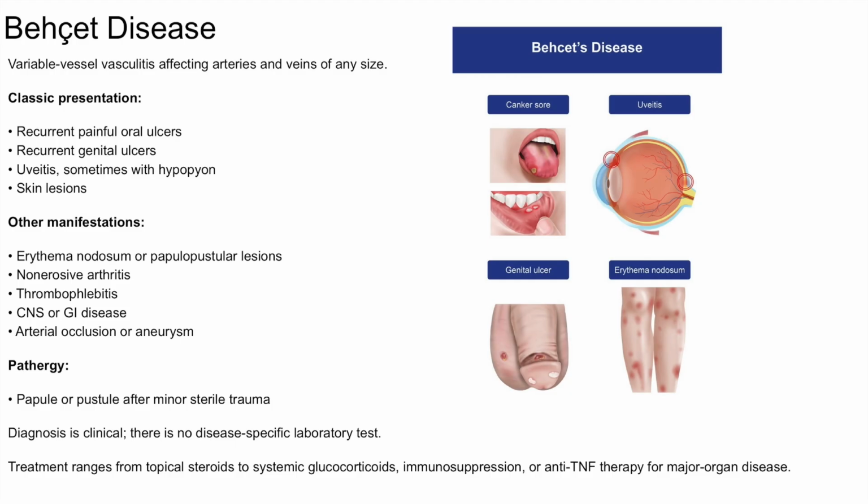Other manifestations include erythema nodosum-like and papulopustular lesions, non-erosive arthritis, thrombophlebitis, and then gastrointestinal or central nervous system disease. Because both arteries and veins can be affected here, patients may develop venous thrombosis, arterial occlusion, or aneurysms. Pathergy is a characteristic clue here. So minor sterile trauma, such as a needle prick, produces an exaggerated papule or pustule.